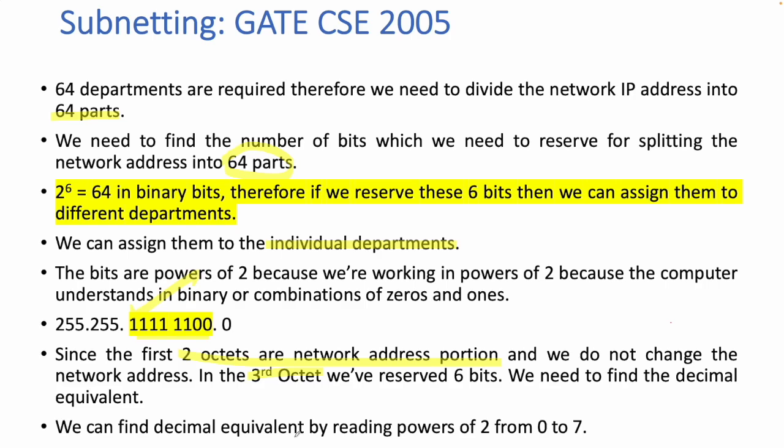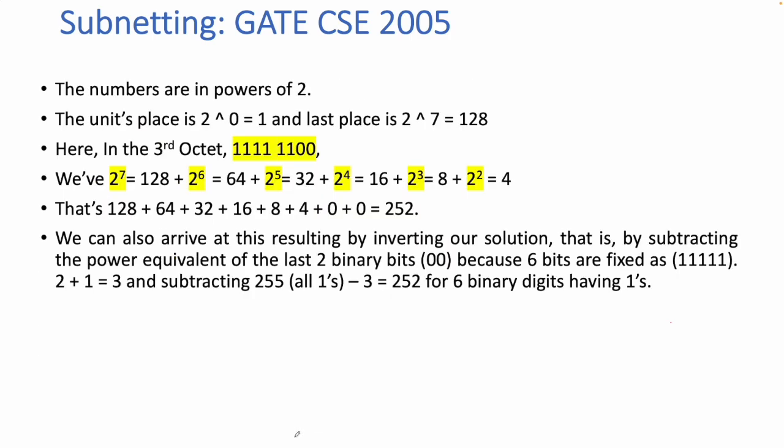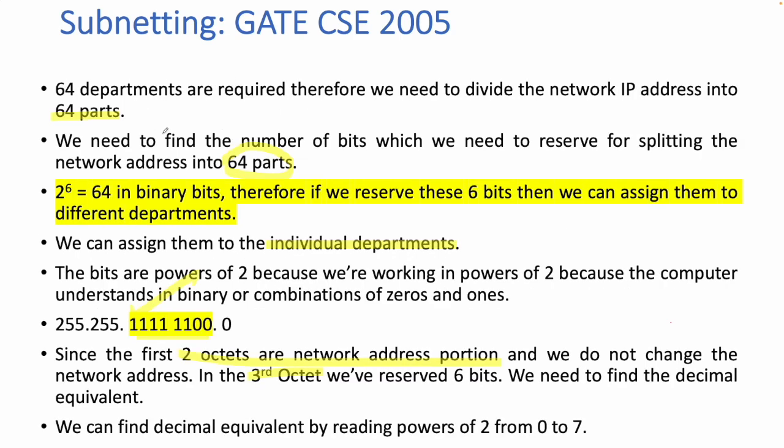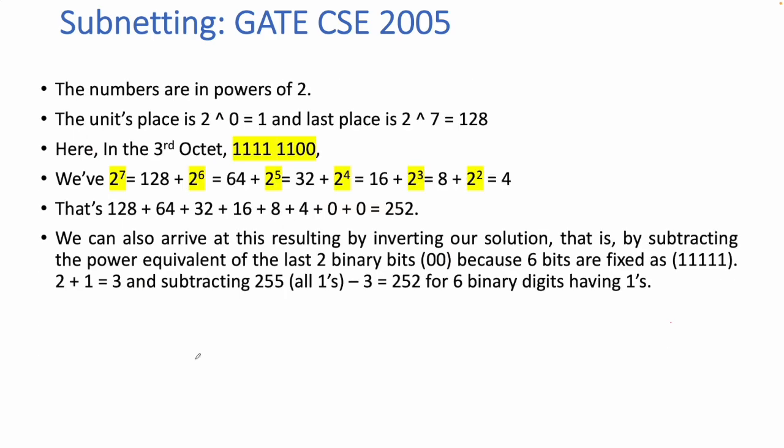We can find the decimal equivalent by reading powers of 2 from 0 to 7. So let's see what they are saying. The numbers are in powers of 2. Therefore all these binary bits are in powers of 2, right? From 0 to 7, this is 2 to the power 7, 2 to the power 6, 2 to the power 5, 2 to the power 4, 2 to the power 3, 2 to the power 2, in this way. The units place is 1, 2 to the power 0, and the last place is 2 to the power 7, that is 128. So from 0 to 7 there are 8 bits, and they are from 1 to 128 in decimal.